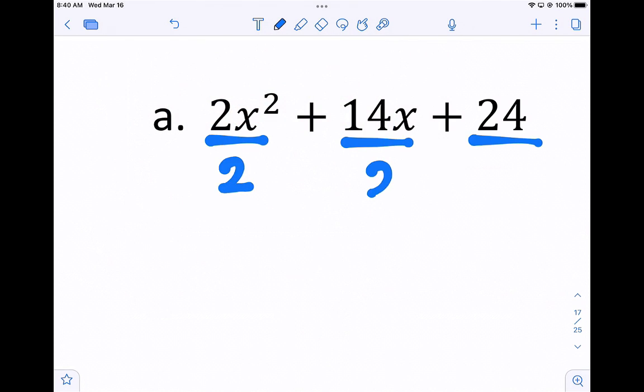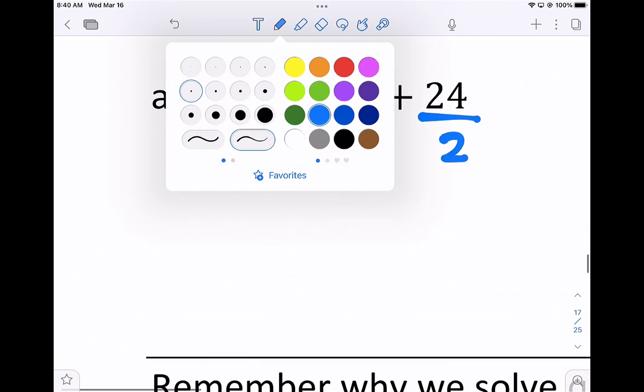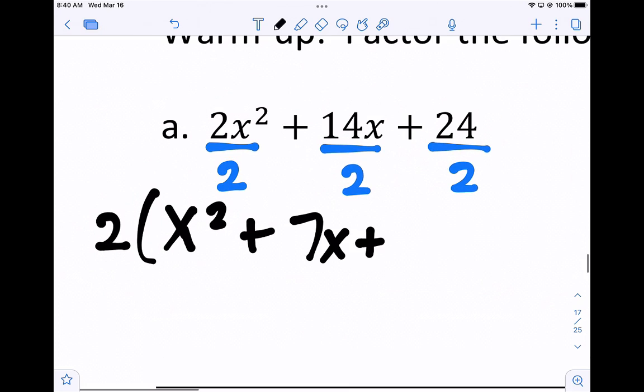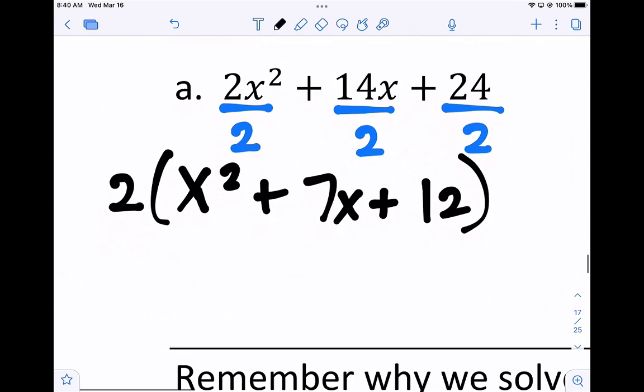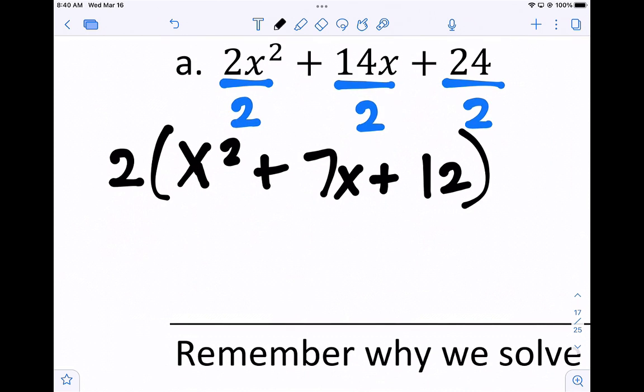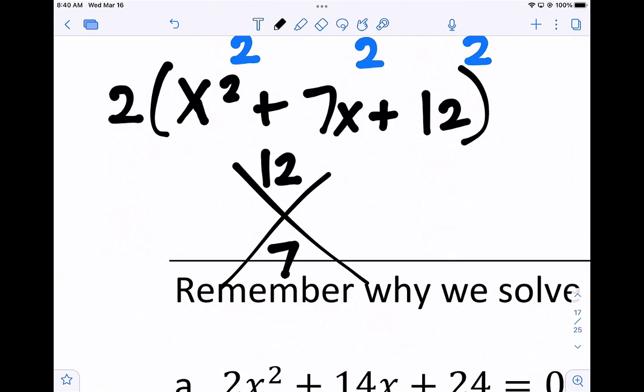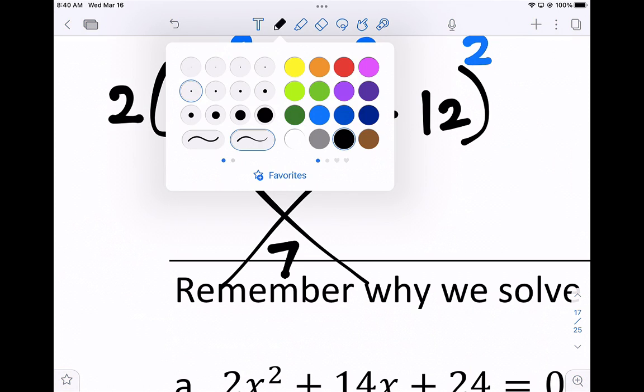And here you can divide each of these by 2. So what we're left with is x squared, and we'll put the 2 on the outside, plus 14 divided by 2 is 7, so 7x, and then 24 divided by 2 is 12. So we divided everything by 2. We ended up with this right here. And then if we have just the x squared, we can try a diamond problem. So what multiplies to 12, that adds to 7, and that would be 3 and 4.